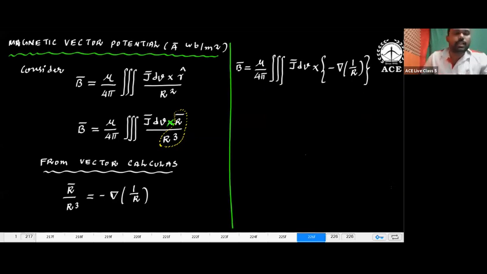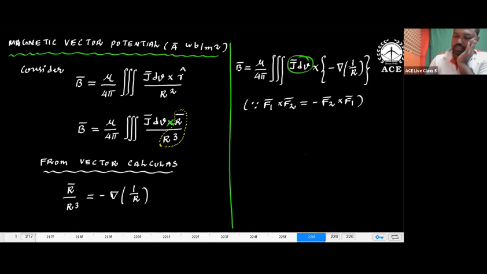The vector product, this cross product, is not commutative. What I mean to say here is, F1 cross F2 is equal to minus F2 cross F1. So with this knowledge, I can interchange the positions of J and del. I'll write this one here and this one there, so that minus sign will disappear.